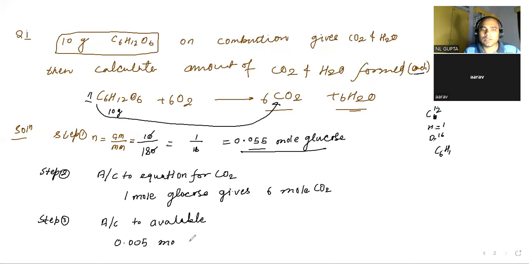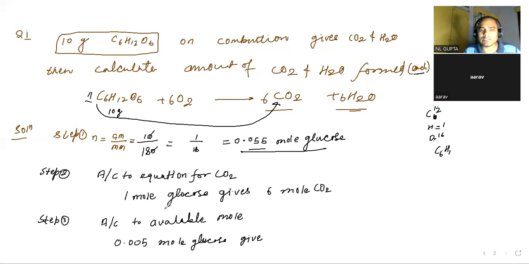0.005 mole glucose. If I write that, glucose gives... well, how much? According to the available amount, available mole. So 10 gram only is given, na Arav. 10 gram given means how many mole given? 0.055. So according to 0.055 mole glucose, how much will it give?